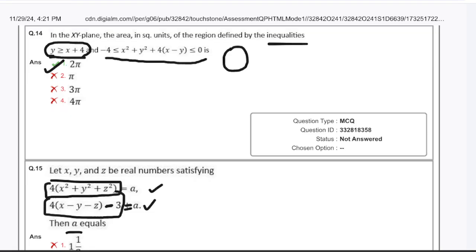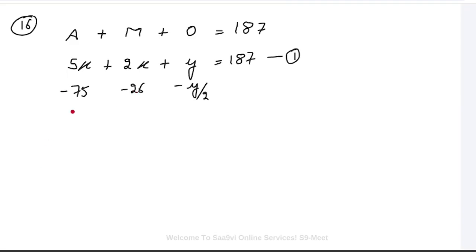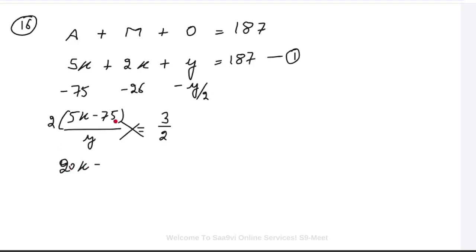Unsold apples to oranges. Apples to oranges, that is y upon 2. So we can just multiply 2 here. That is 3 by 2. Now if we cross multiply, we get 2 into 2, 4 into 5, 20x, minus 2 into 75, 150 into 2, 300, that is equal to 3y. Or we can say 20x minus 3y is equal to 300.